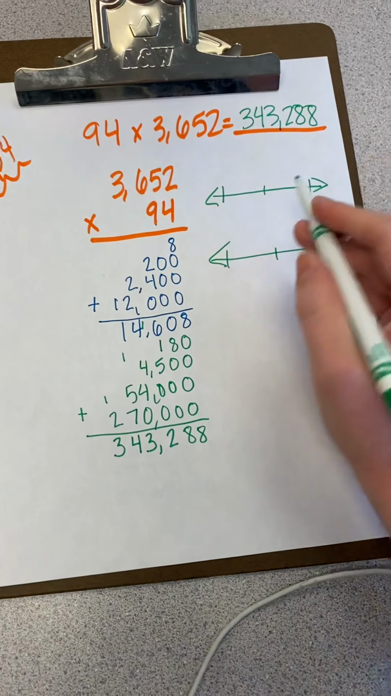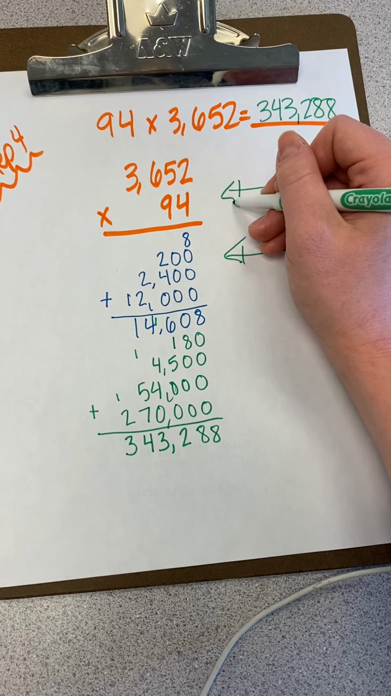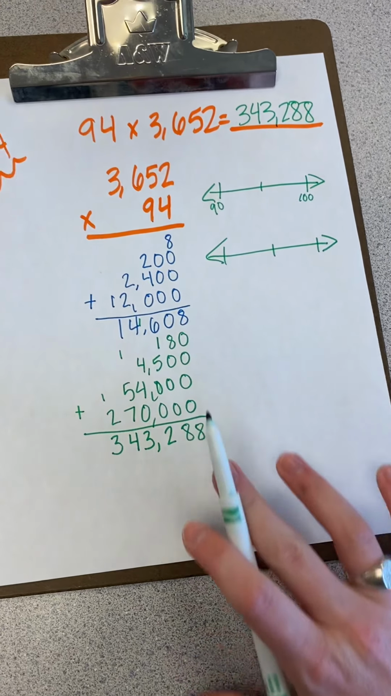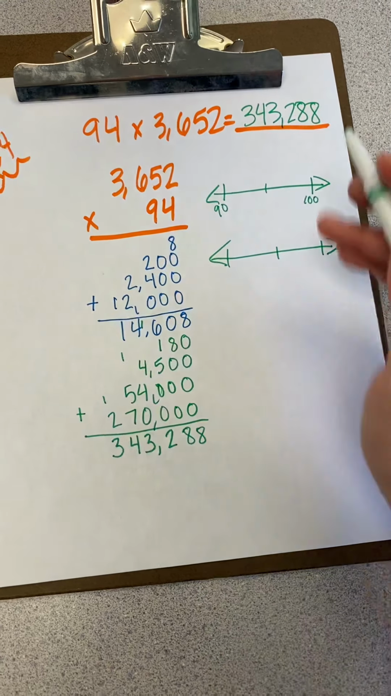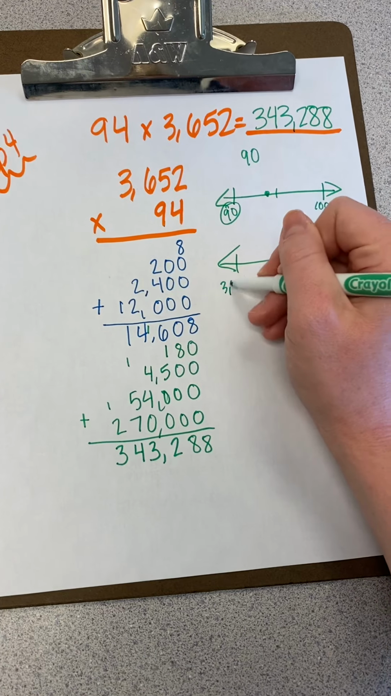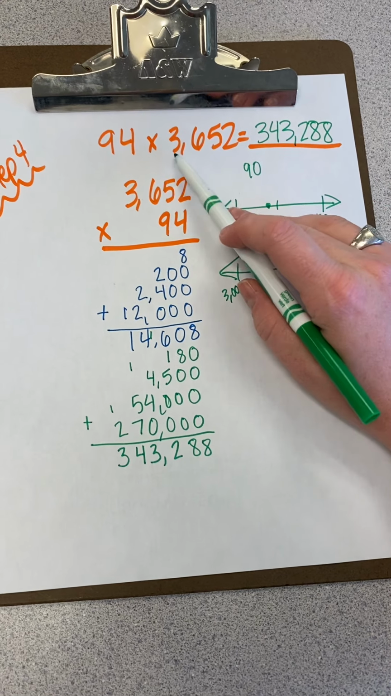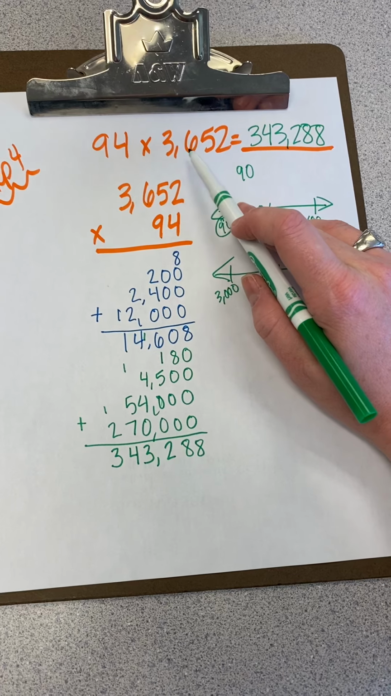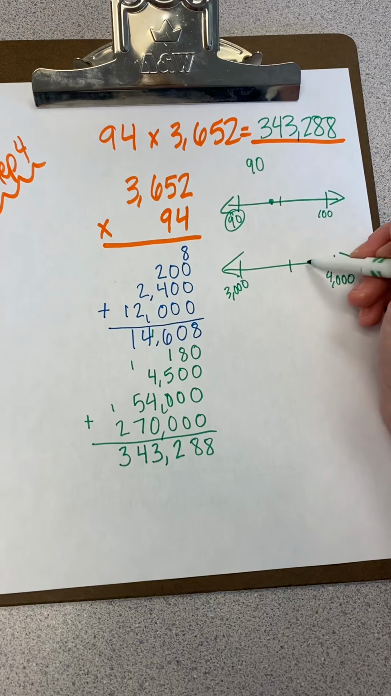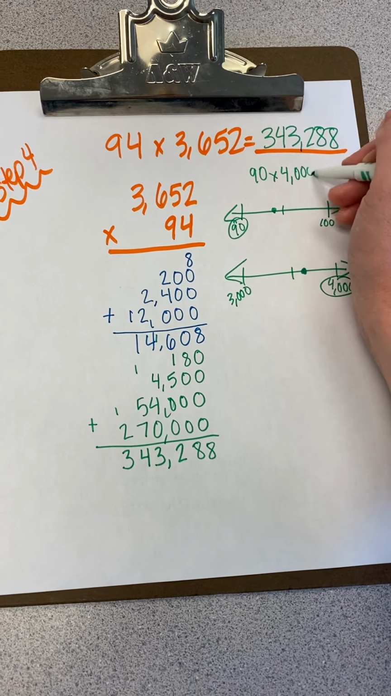And the midpoint is going to help me decide if I stay at the tens or thousands that I am at, or if I need to go to the next 10 or 1,000. 90, I'm going to round to the nearest 10, so that is going to be 90. And I'm going to round 3,652 to the nearest 1,000. However, I could choose to round to the nearest 100 and do between 3,600 and 3,700. And this is closer to 4,000. So I'll be doing 90 times 4,000.